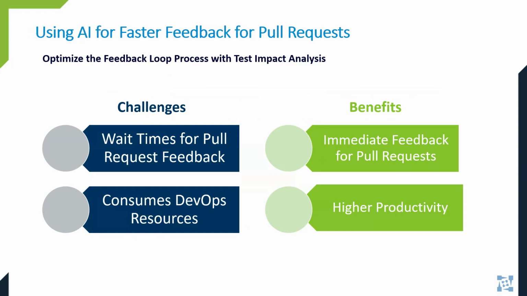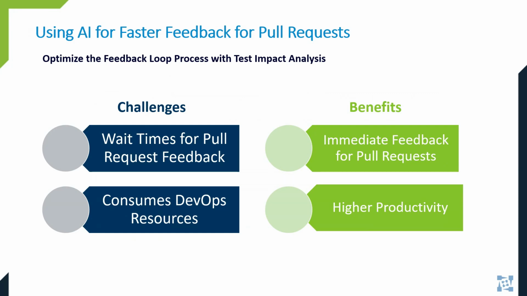So let's switch gears and talk a little bit about validating change faster and pull requests and speeding up the feedback loop by using AI. Why do we want to optimize this? Well, first off, when validating change locally, developers must submit a pull request to have their changes reviewed and approved before they can be merged with the primary branch in source control.